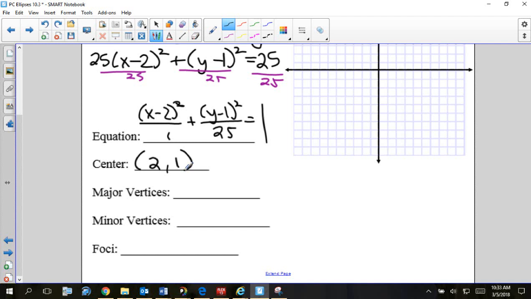Major vertices, what do we got? We got plus minus 5 to the y.